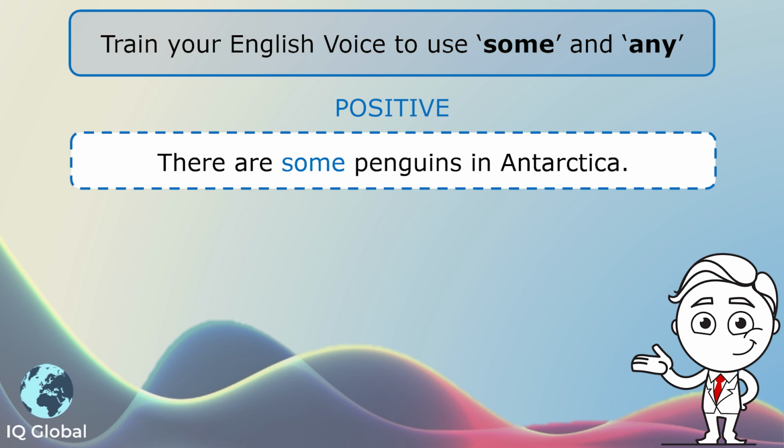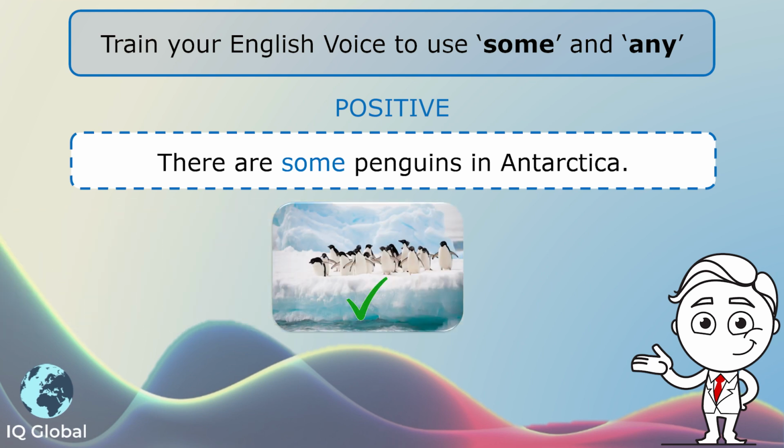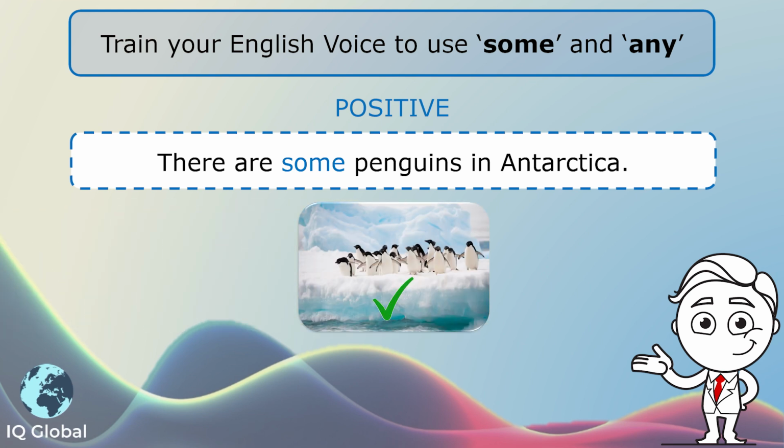There are some penguins in Antarctica. So this is a positive sentence, and I'm using the word some because I am referring to a quantity of penguins. There could be 100, 1,000, or 100,000. Okay? I'm referring to a quantity, so I use the word some because they are there.